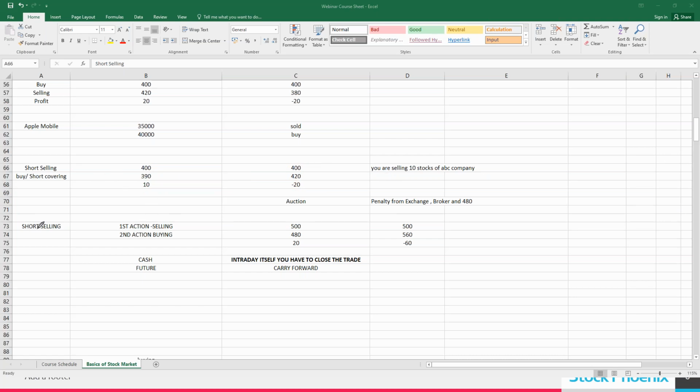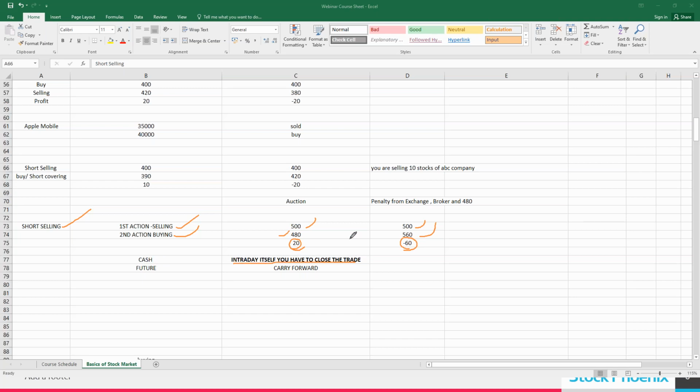That means in short selling, first action is selling at 500 rupees. Second action is buying at the lower price. It gives you profit. Selling at higher price and buying at very higher price will give you loss. Next, short selling, you have to close it in cash market intraday itself.